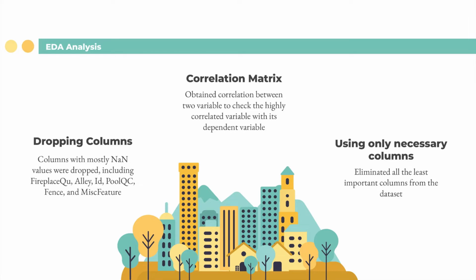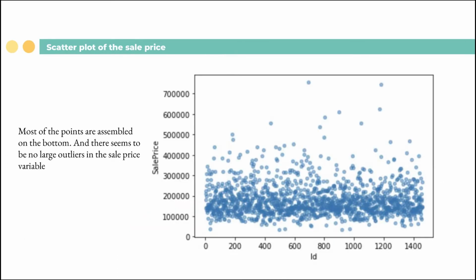So here is the EDA part of our project. Firstly, we have dropped all the columns which have null values in the dataset. Then obtained the correlation matrix to check the correlation of independent variables with respect to the dependent variable. Then eliminated all the least important columns from the dataset. After this, we plotted the visualization, that is a scatter plot for the sale price, which is our target variable. From here we can understand that all the points are assembled at the bottom and there seem to be no large outliers in the sale price.